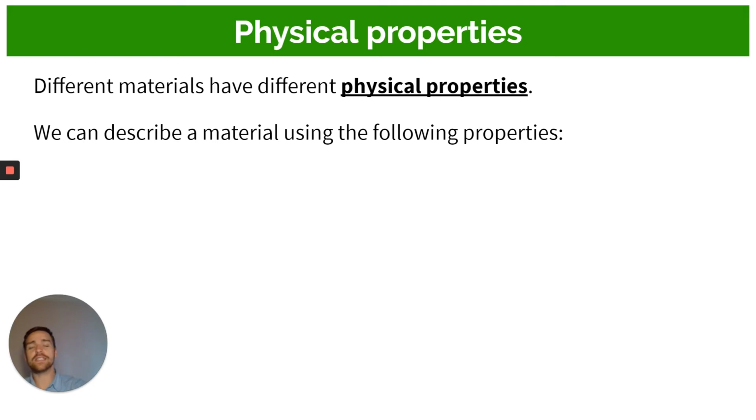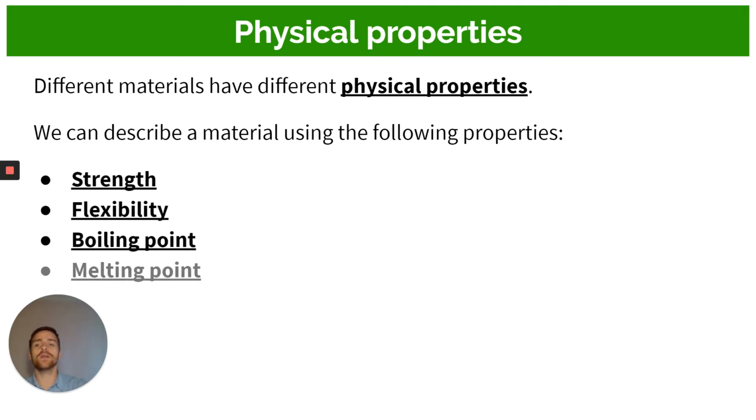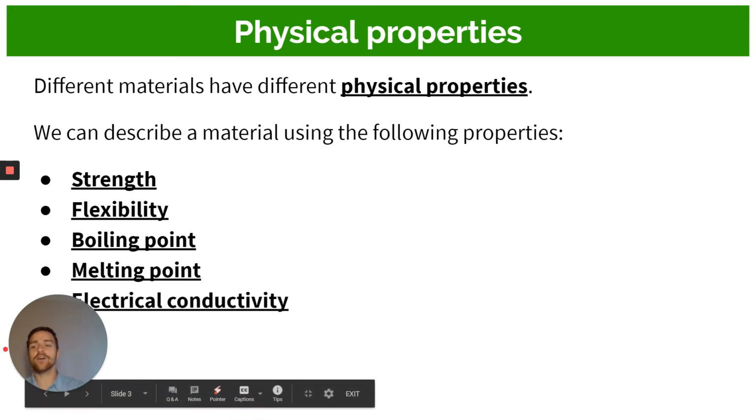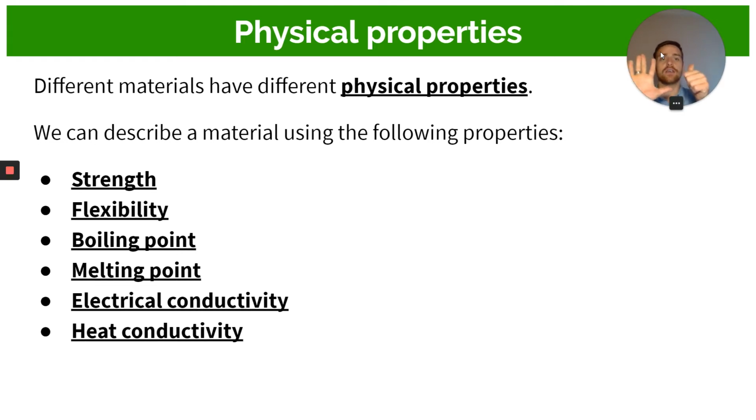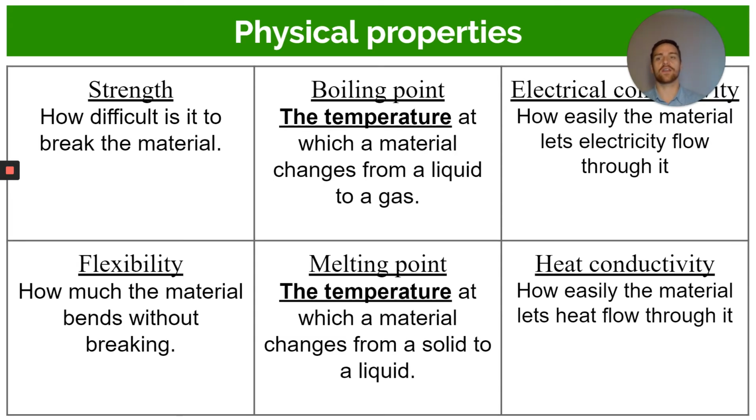Okay, there are 6 that we're going to focus on: strength of the material, the flexibility of the material, its boiling point, its melting point, its electrical conductivity, and its heat conductivity. Those are the 6 properties. I'm going to go into detail about each one of them, but I want you to understand what they do. We can take different materials. Here I have a piece of metal, a little piece of wire, and here I have a piece of spaghetti. We can use those 6 properties to compare these 2 materials and see how they're different and how they're similar. So let's first take a look at each one.